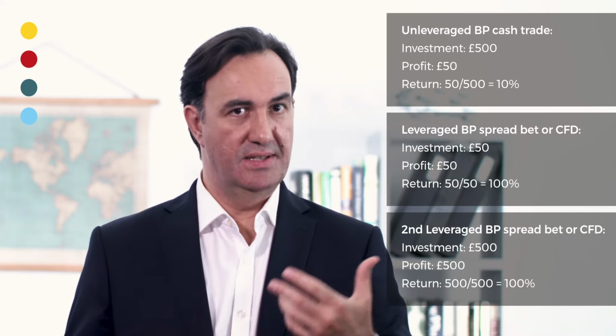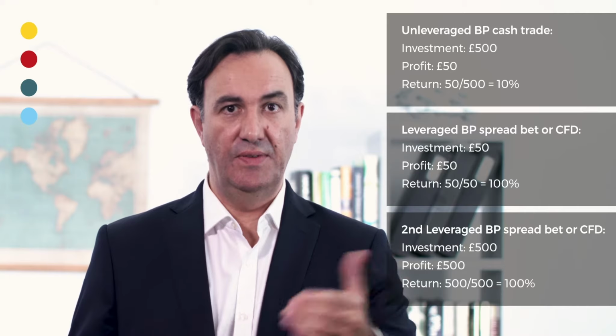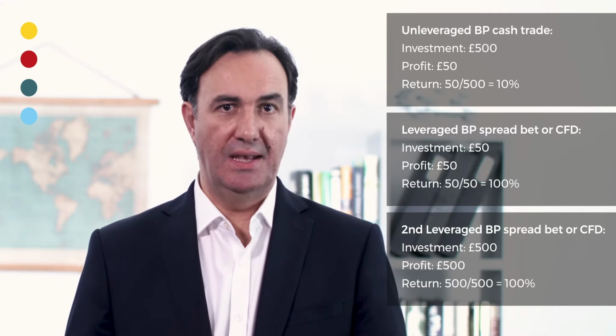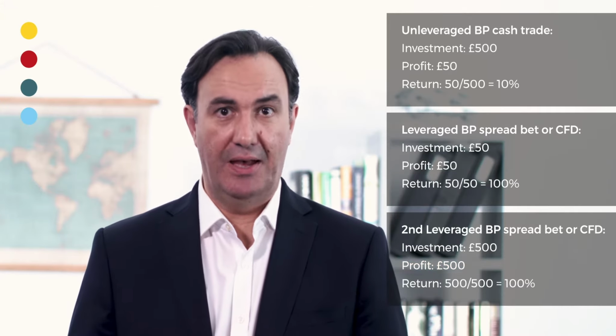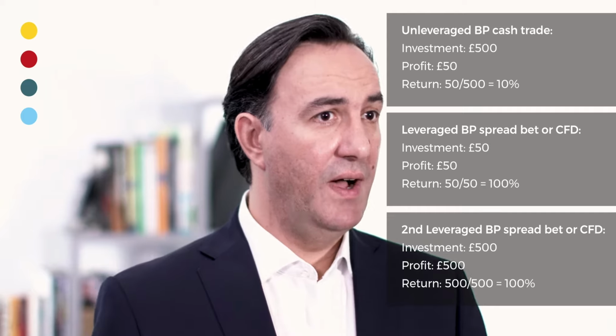If you placed the same trade and exited when the price hit £5.50 as before, instead of £50, you'd make a £500 profit. Another way to look at it is when your £500 of capital is leveraged 10 times, you have an exposure of £5,000. Why 10 times, Philip? Well, that comes from the broker in the form of the amount of money.